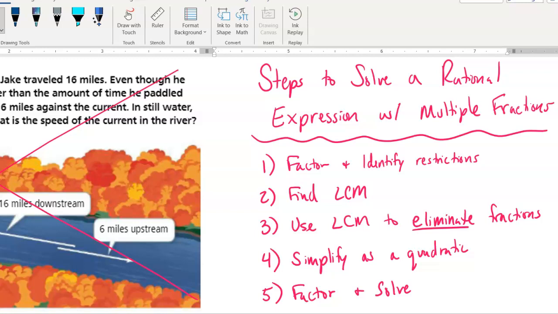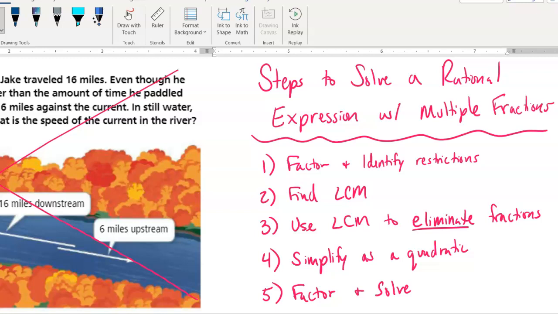So I would highly recommend pausing this video and writing down these 5 steps and then hit play when you're ready to hear me talk about it. All right. So these are the steps, again, to solve a rational expression where we have multiple fractions. The first step is you need to make sure that every denominator is factored and then identify the restrictions. So that's going to tell us what x can't equal.